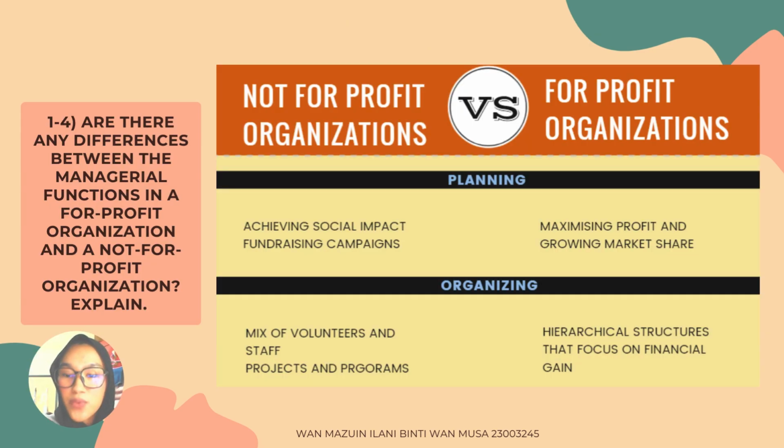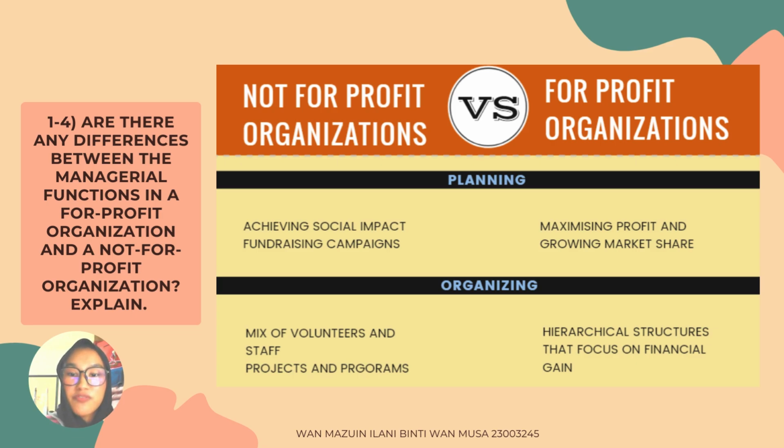These organizations, whether they are not-for-profit or for-profit, would always use the same core management functions, which are planning, organizing, leading, and controlling. So, not-for-profit organizations plan on achieving social impact and aligning their activities with the organization's mission. Instead of profit targets, NPOs set objectives like increasing beneficiaries served or expanding their programs, because the more recognition they have, the more people would want to donate to their projects.